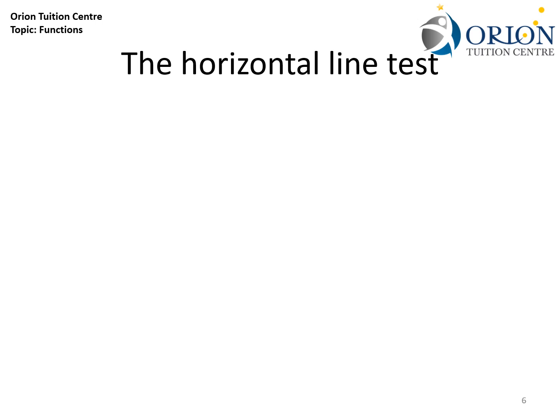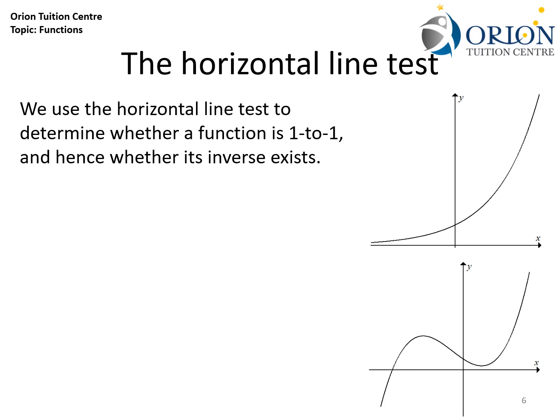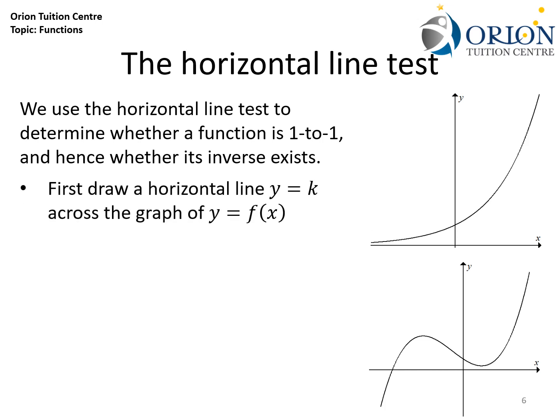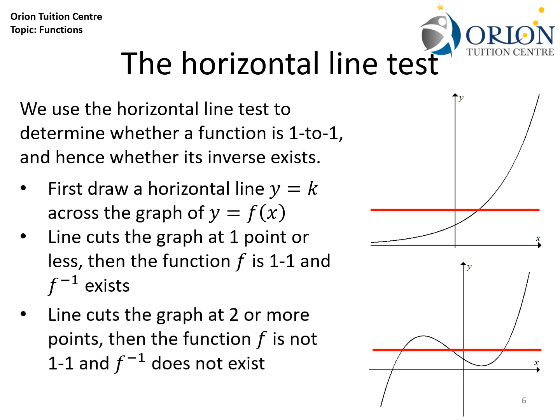We can make use of the horizontal line test to determine if a function is 1-1, and hence whether its inverse exists. Take for example the two graphs on the right. We will first draw a horizontal line of y equals k across each graph. If the horizontal line cuts the graph at a maximum of 1 point regardless of its position, then the function is 1-1 and its inverse exists. However, if the horizontal line cuts the curve at 2 or more points, then the function is not 1-1 and its inverse does not exist. Let's now take a look at some simple examples to illustrate this.